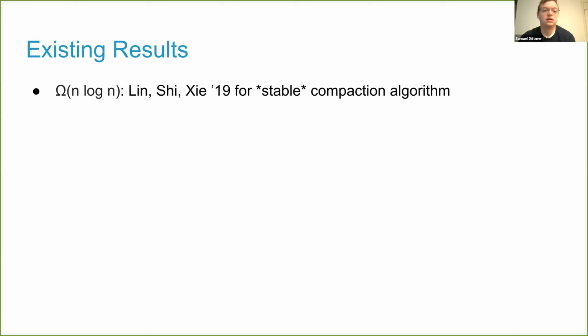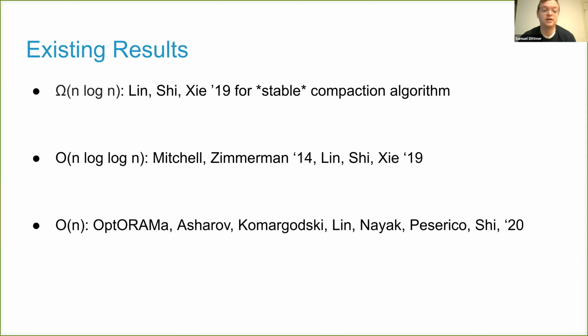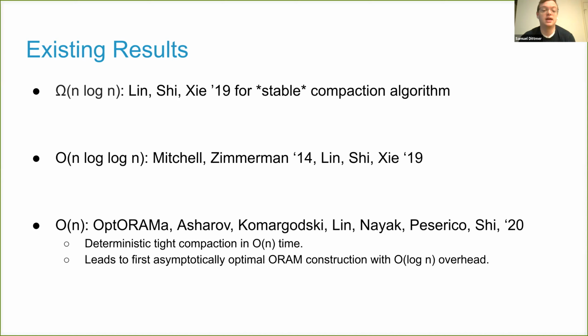And so the existing results: if you require that the compaction algorithm is stable, there's a lower bound of n log n. But if you remove that requirement, it's been improved to n log n, and then most recently to big O of n. This result is deterministic and gives the first asymptotically optimal ORAM construction with big O log n overhead.